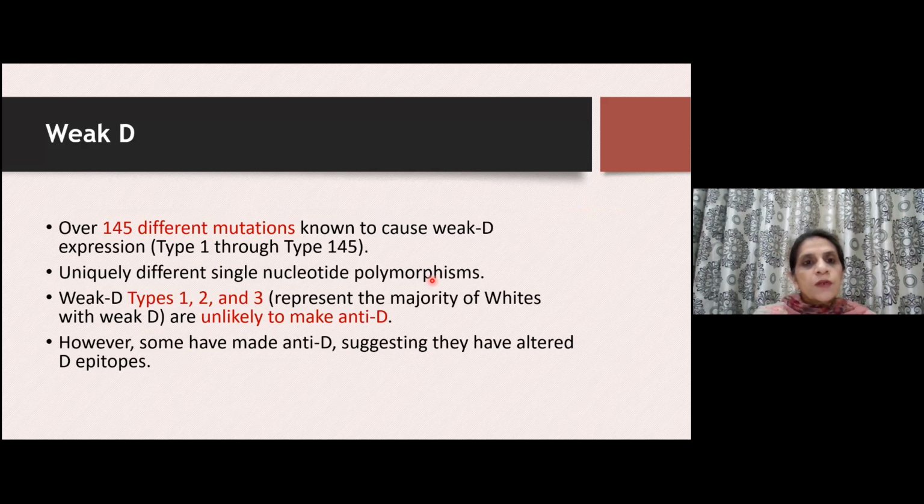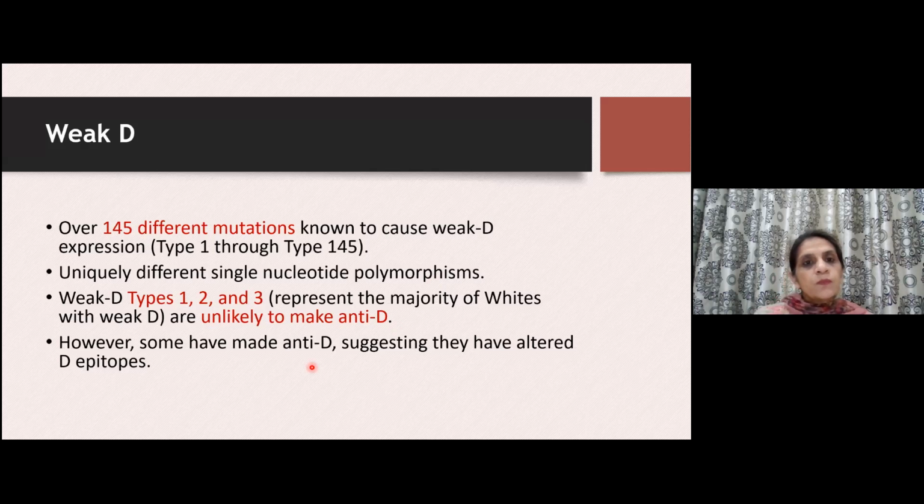Until date, over 145 different weak D mutations have already been identified, and these are uniquely different SNPs, or single nucleotide polymorphisms. However, the most common of these are the weak D types 1, 2, and 3, which are unlikely to make anti-D as reported by most of the authors. But in recent reports, a few authors have suggested that weak D types 1 and 2 can make anti-D. And so they have suggested that these weak D types may have altered epitopes. And now the term weak partial D has also been coined by some authors.